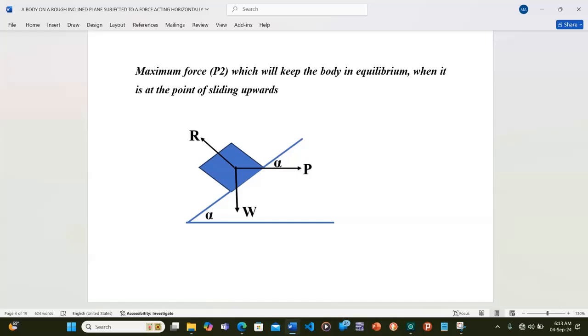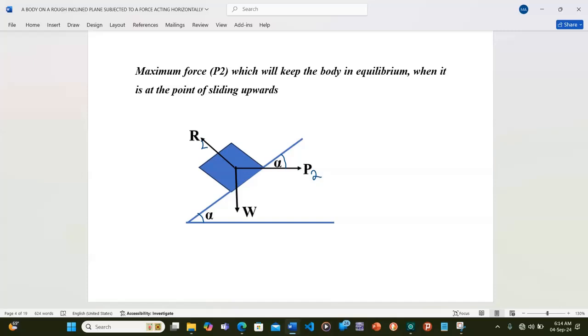We are dealing with motion of a body on an inclined plane when it is subjected to a horizontal force P. So let this force be P2 and this be reaction R2, the normal reaction as a result of this inclined plane on the body. And it has a weight W, okay? And the angle the plane makes with the horizontal is alpha. So geometry will tell you that these are alternating angles, and therefore this angle will also be alpha.